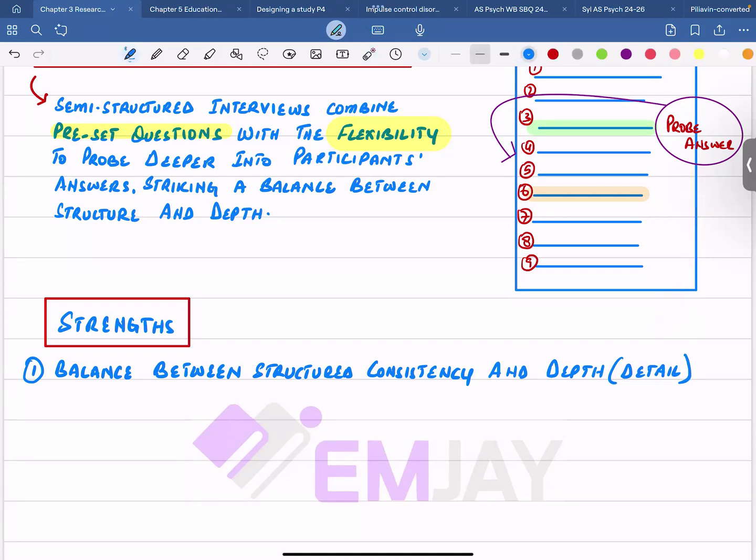Number two, another strength I would like to bring into discussion: this type of interview, the semi-structured interview, allows comparisons between respondents to some extent, while you're also expecting certain unexpected themes, of course, based on the response you've received from the interviewee.